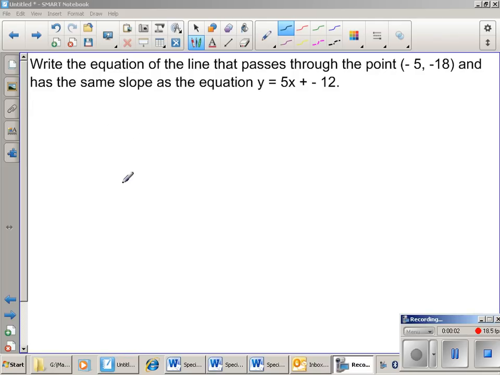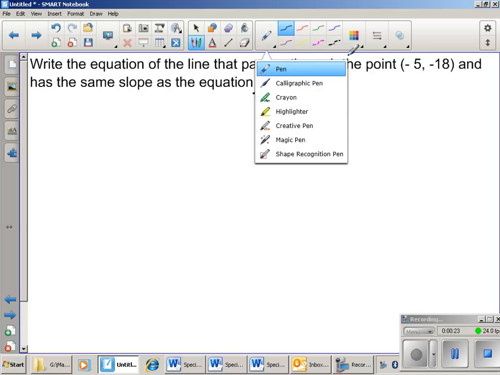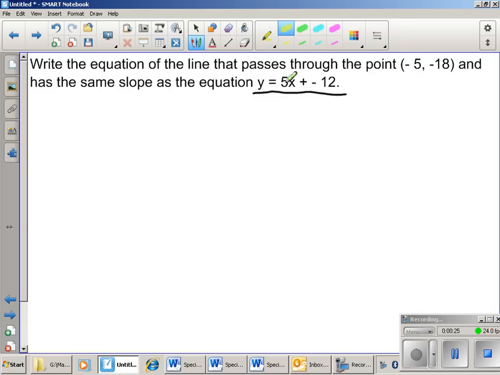Right, ladies and gentlemen, we are going to work through some problems like the blue sheet that I gave you after your quiz today. The problem says that you need to write an equation of a line that passes through the point (-5, -18) and has the same slope as this equation. So this problem is kind of like the first one on that blue sheet, and I think the second one too. It's much easier because I already have given you the slope.